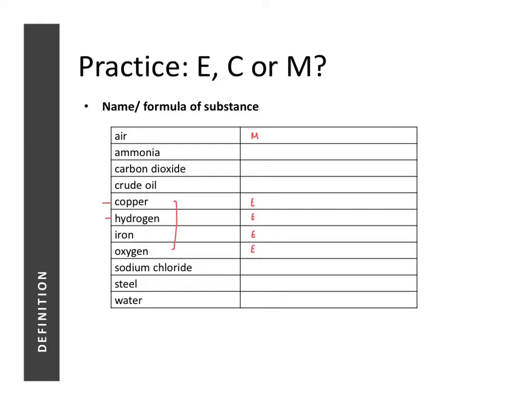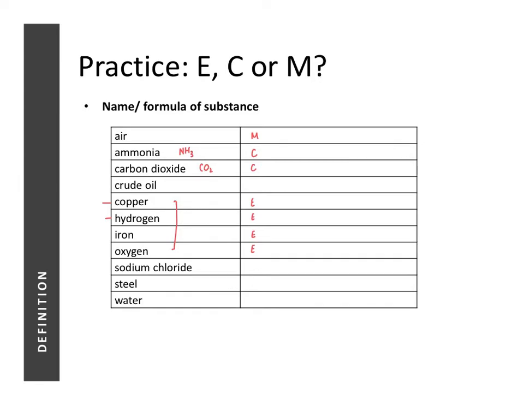Ammonia, can we write a formula for ammonia? Answer is yes. Ammonia is NH3. Okay, so it's a compound. From the formula, I hope you can see that it has two different elements that are chemically combined together. Same for carbon dioxide, CO2, so it's a compound.